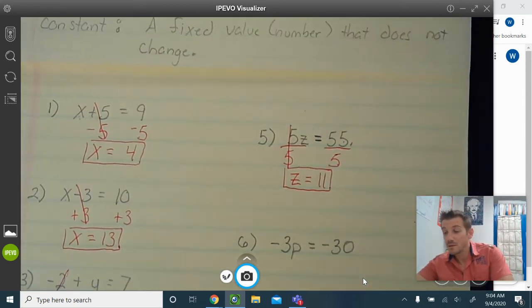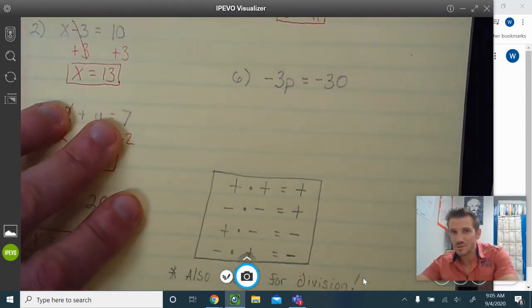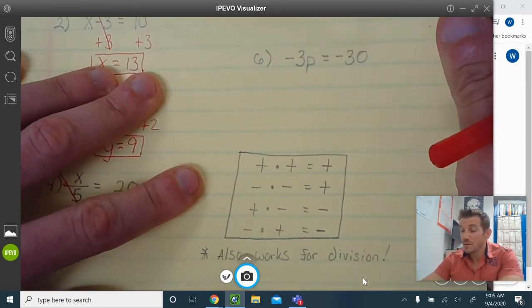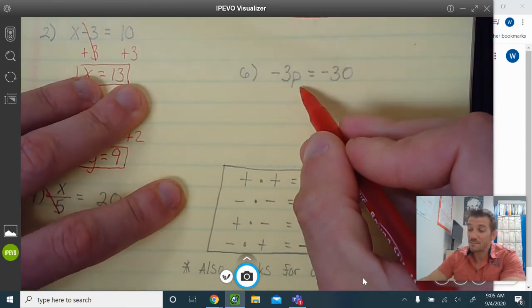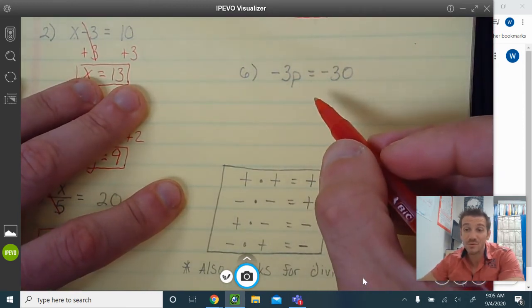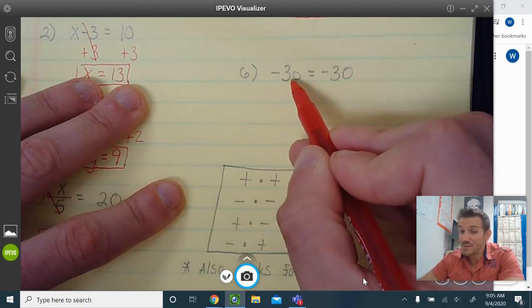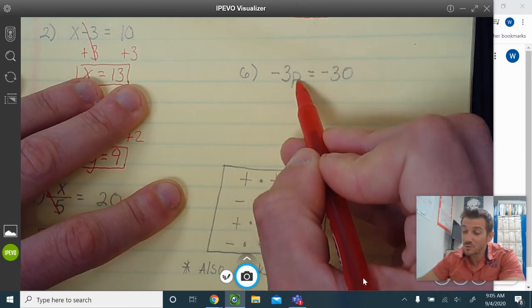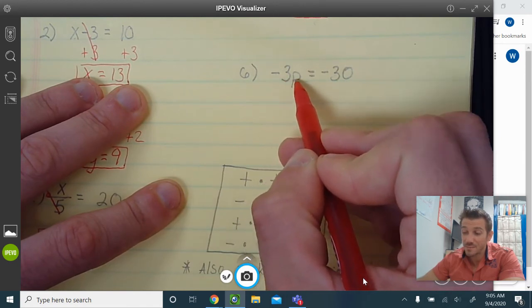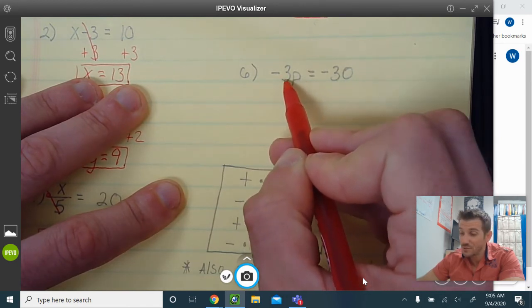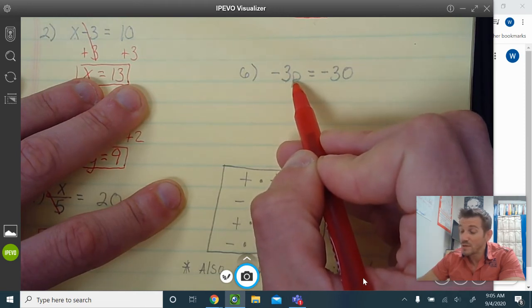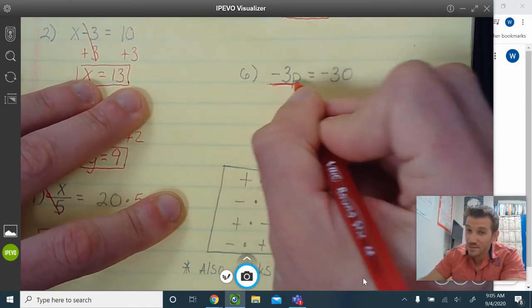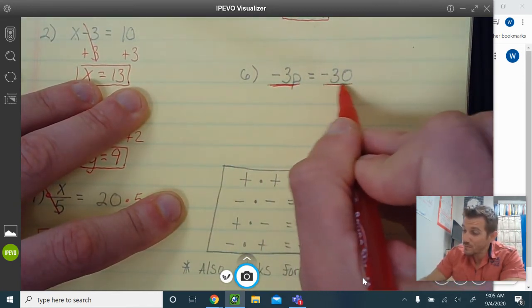Okay, going to our last example. I'm going to try to show both of these at the same time here. So we have negative 3p. A lot of y'all do not like negatives, which is why I put it in here. So negative 3p is equal to negative 30. Again, this is multiplication, negative 3 times p. There's no symbol between the 3 and the p. So we know we can get rid of multiplication with division. And if I do it to one side, I'm going to have to do it to the other.